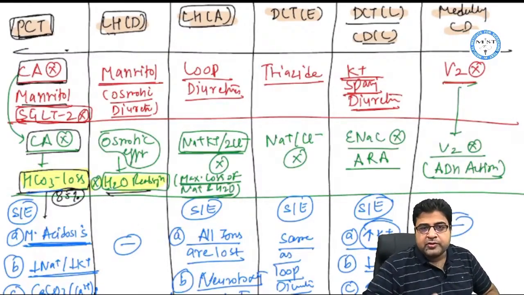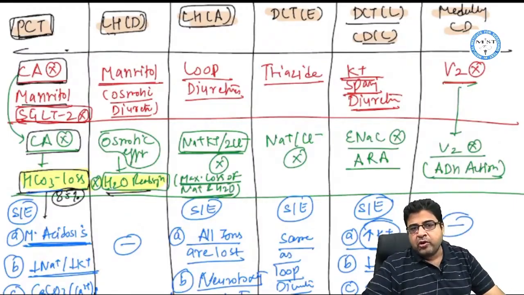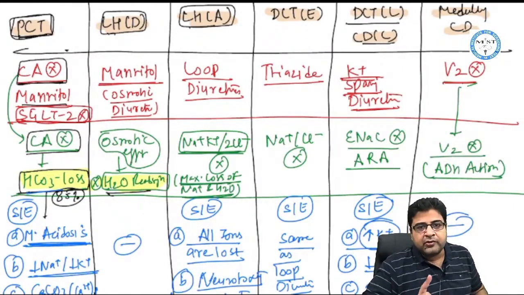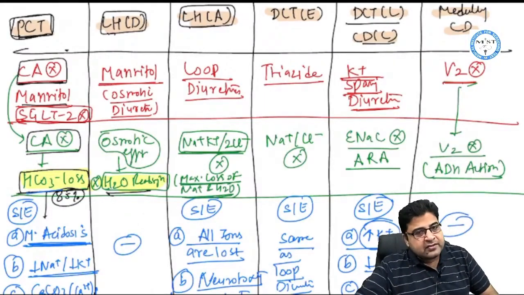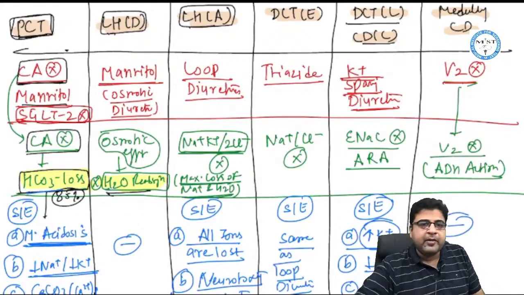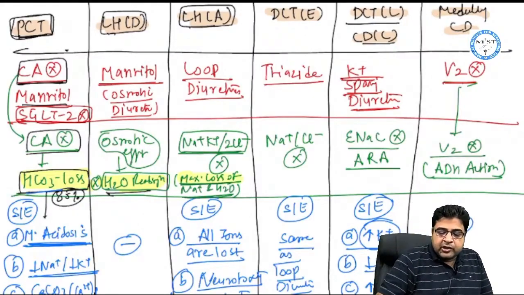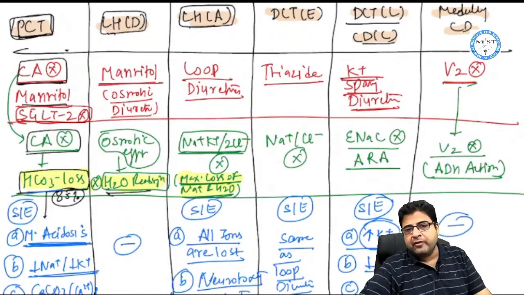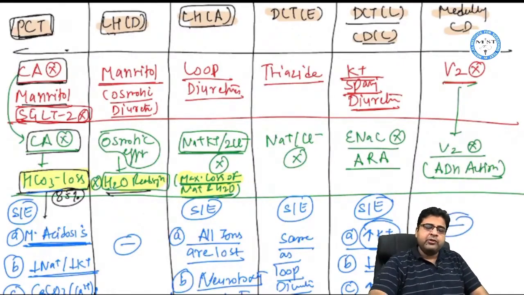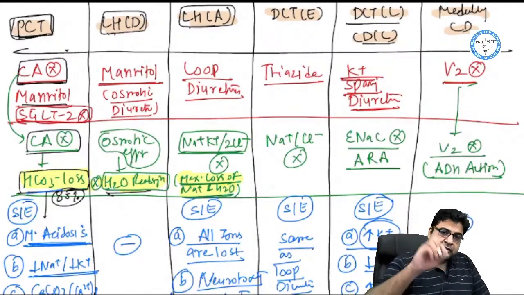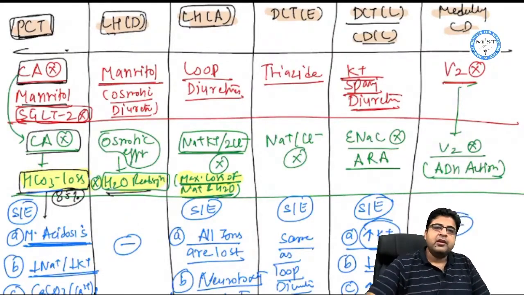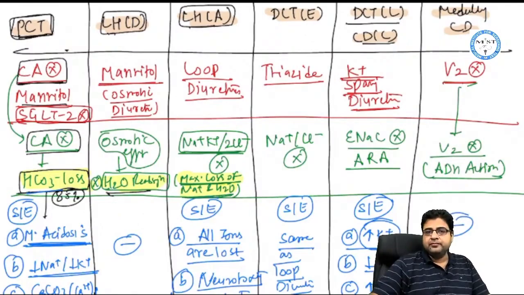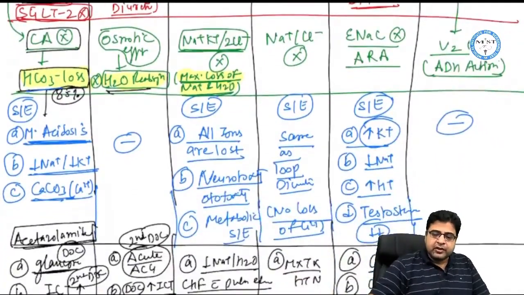Wherever you want to reduce only the water quantity, not the sodium, like in cases of cerebral edema, raised ICT or glaucoma, give mannitol. But wherever you want to reduce the sodium level plus the water level, use loop diuretics. So wherever you want to lose ions or water from the body, use loop diuretics. Now these medicines are the strongest diuretics.